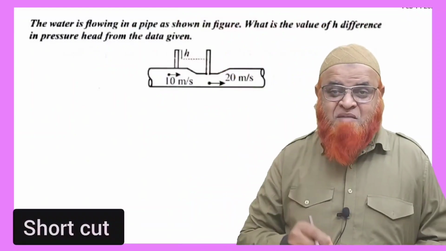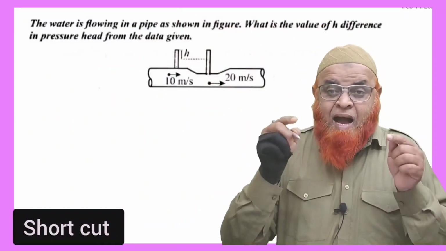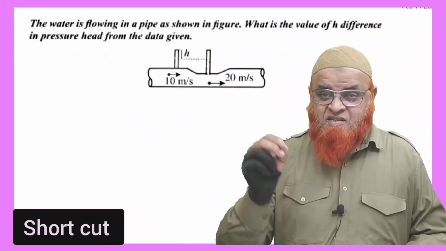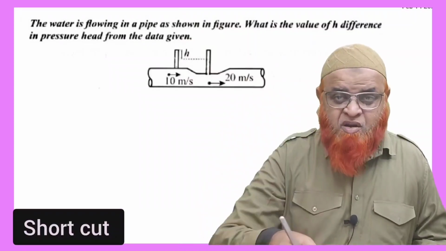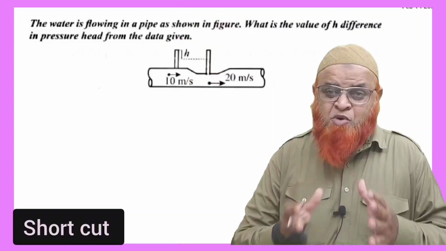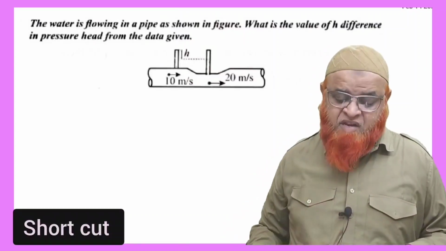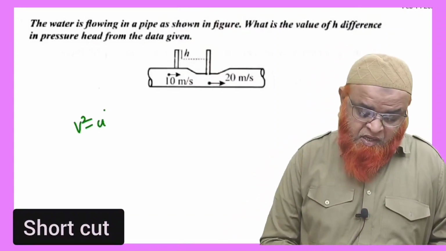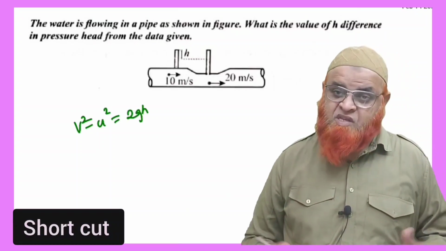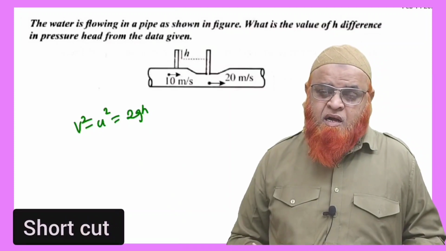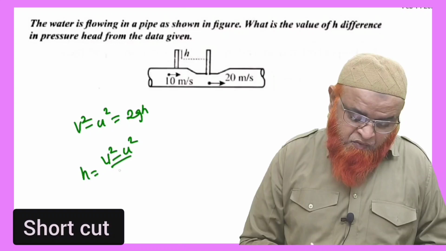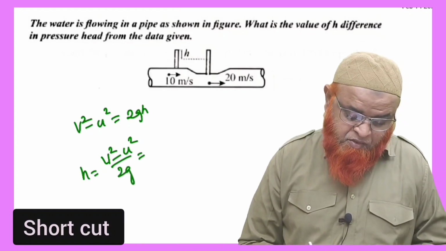I brought a simple shortcut method to solve the problem on application of Bernoulli's theorem, but no need to use Bernoulli's theorem. This is a shortcut here. You can use ordinary equations of motion in kinematics and solve the problem in a very simple way. So here V square minus U square is equal to 2GH. This is a shortcut formula. You can avoid Bernoulli's theorem here. So H is equal to V square minus U square by 2 into G.